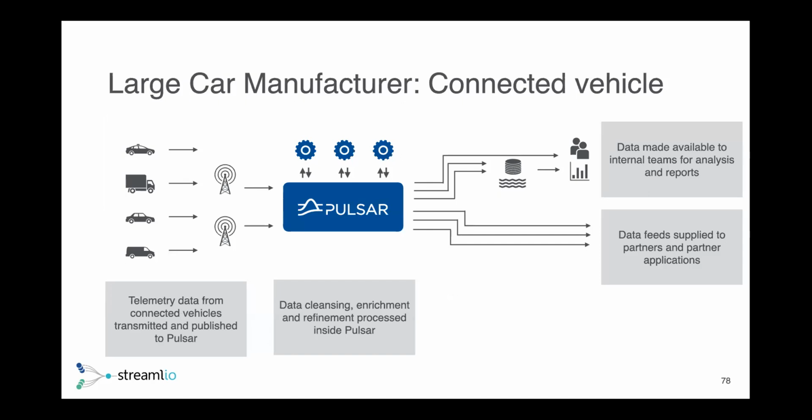We can't disclose the name, but a large auto manufacturer here in the United States uses it for their connected vehicle. Again, the scale of this: pulling the data from the sensors in their connected cars over a wireless cellular network into Pulsar for processing, cleansing, enrichment, and refinement. Then it's segmented out and delivered to individual teams for analysis, everything from marketing to engineering, and they can detect faulty systems early.